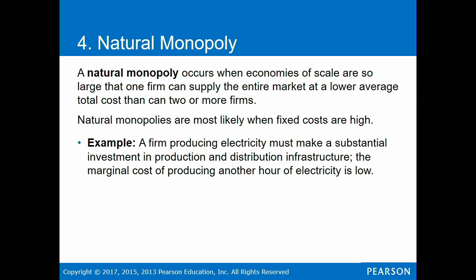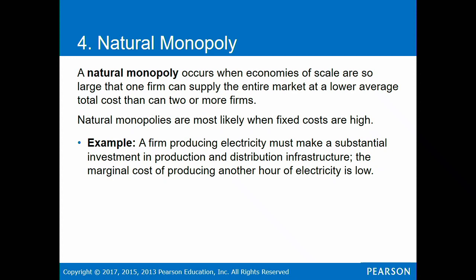So the classic example is electricity. If you look at any city, they end up with one electricity producer. If you want to start competing against the current electric company, you're going to have to make considerable investments in infrastructure. It's going to cost a lot to build the power plants themselves and then to run literally all the wires to all the houses.